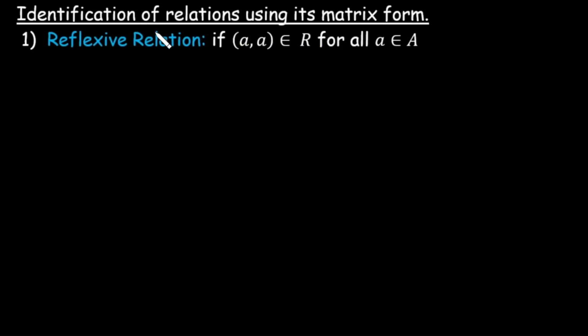Now the point is why we are working with the matrix representation of a relation: with its help we can easily identify the type of relation. How? Suppose we need to identify a reflexive relation from the matrix representation. How can we do that? Reflexive relation means every element of the set is related to itself, meaning the ordered pair of this form is a part of the relation for each and every element.